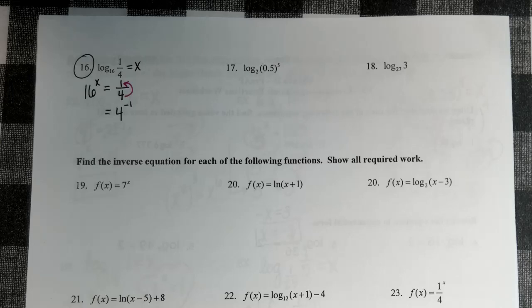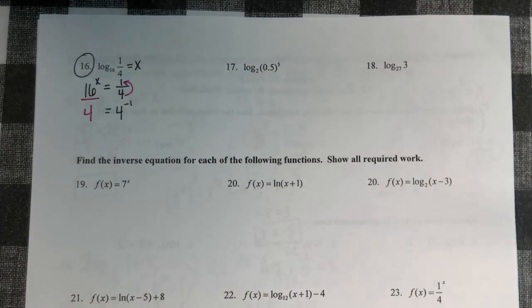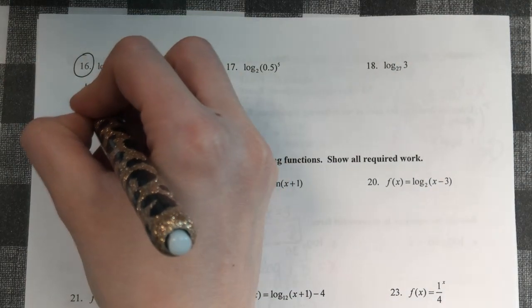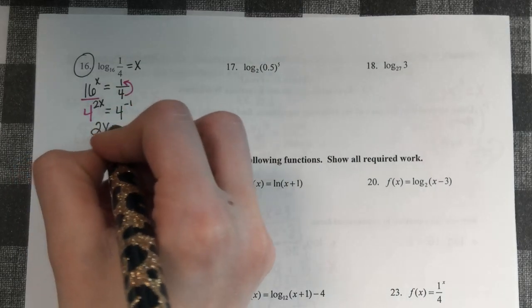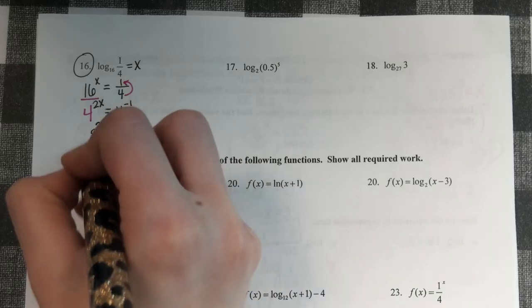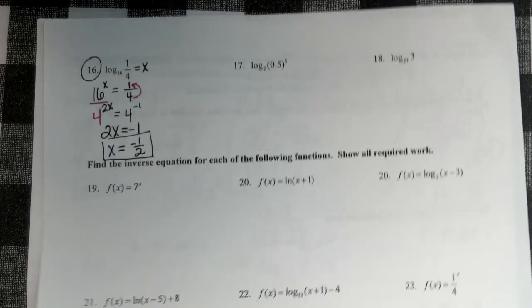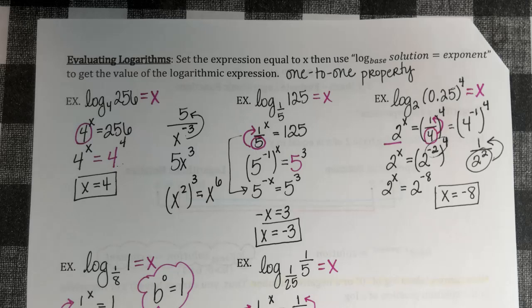What do I do with 16 to the x? Do I leave it? No, you change it. I change it to have a base of 4. So 4 to what power? 2x. Good. So then 2x equals -1. Divide by 2, x equals -1/2. Okay? We good? Do we have questions? Okay. Alright.